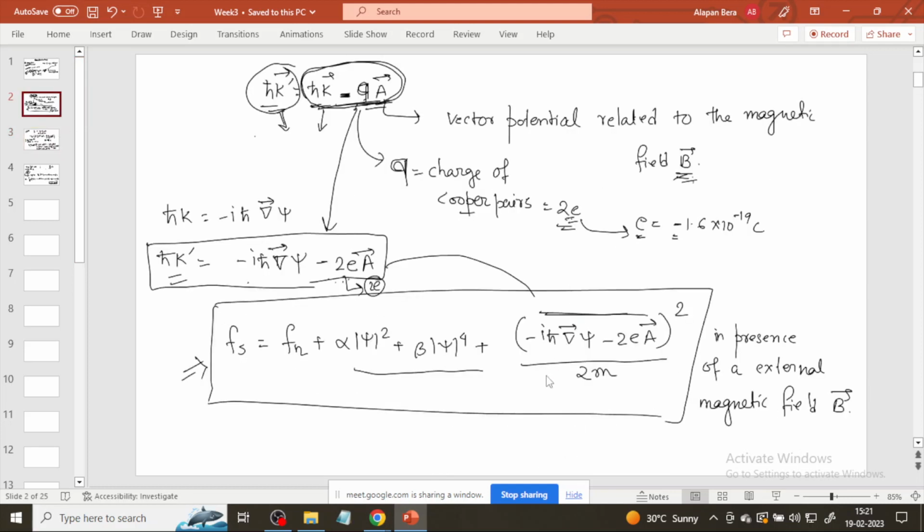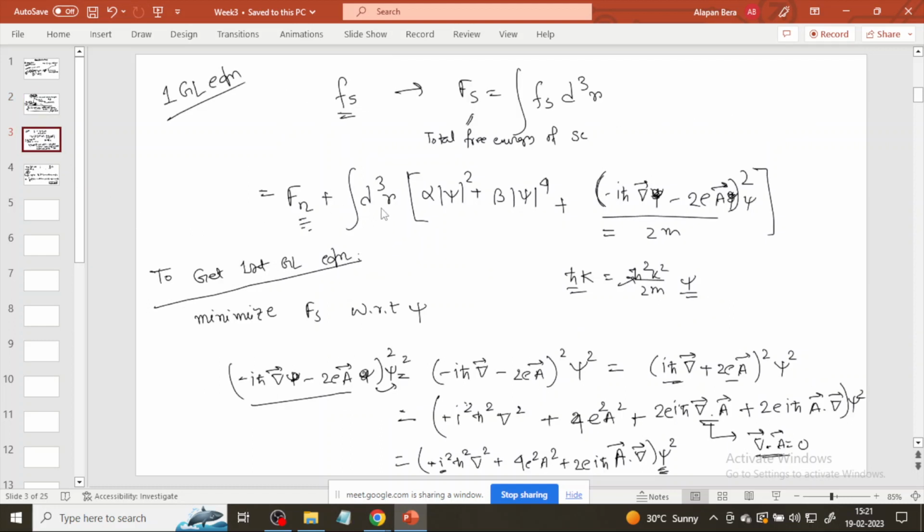Okay. Now if we integrate this whole term over the volume of the sample, we get the total free energy of the sample. Total free energy, not the density, it's the total free energy. So the total free energy is then given by the total free energy of the normal state plus this Ginzburg-Landau term plus the kinetic energy in the presence of magnetic field. So we then explicitly calculate this thing out, and using the Landau gauge, we put this term to 0.